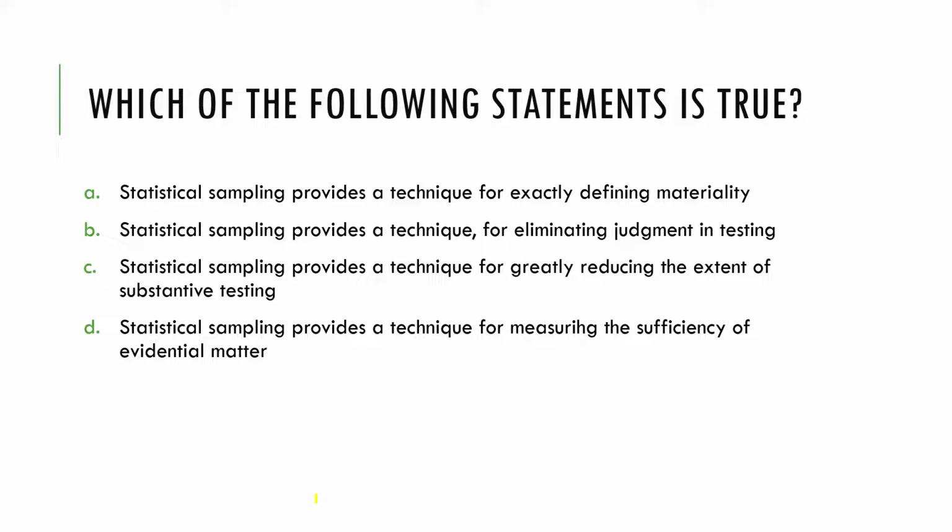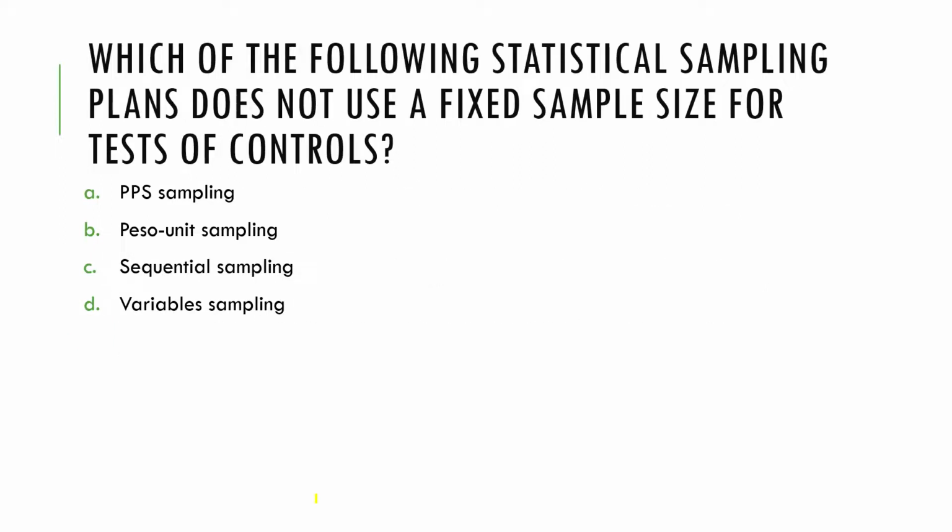Statistical sampling provides a technique for measuring, I apologize, that should be measuring the sufficiency of evidential matter. And we recall that the only competitive edge of statistical sampling is that it allows you to state sampling risk quantitatively. So when the auditor uses non-statistical sampling, the auditor will refer to ARO and ARIA, acceptable risk of over reliance and acceptable risk of incorrect acceptance, as either high, moderate, or low. But when the auditor uses statistical, the auditor will assign a percentage to ARO and ARIA. That's the only competitive edge of statistical sampling. So in this case, the true statement is delta.